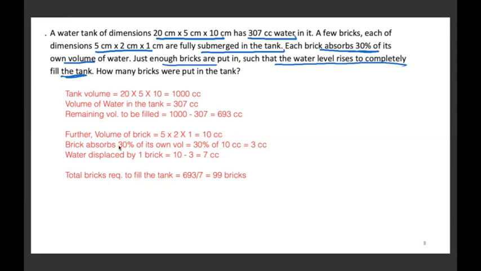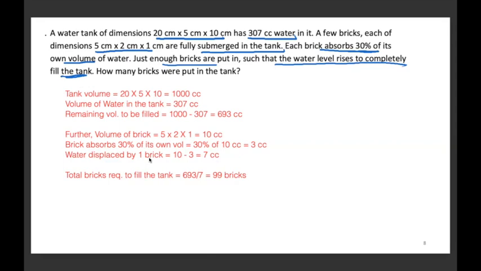Further, we know the volume of the brick, which is 5 by 2 by 1, which is 10 cc. We also know that the brick absorbs 30% of its own volume. So 30% of 10 cc is 3 cc absorbed by one brick. So the water displaced by one brick, because 3 cc is already absorbed, the remaining volume of the brick, which is 7 cc, will be responsible for the water displaced in the tank by one brick. So one brick, when inserted, will displace the water by 7 cc.